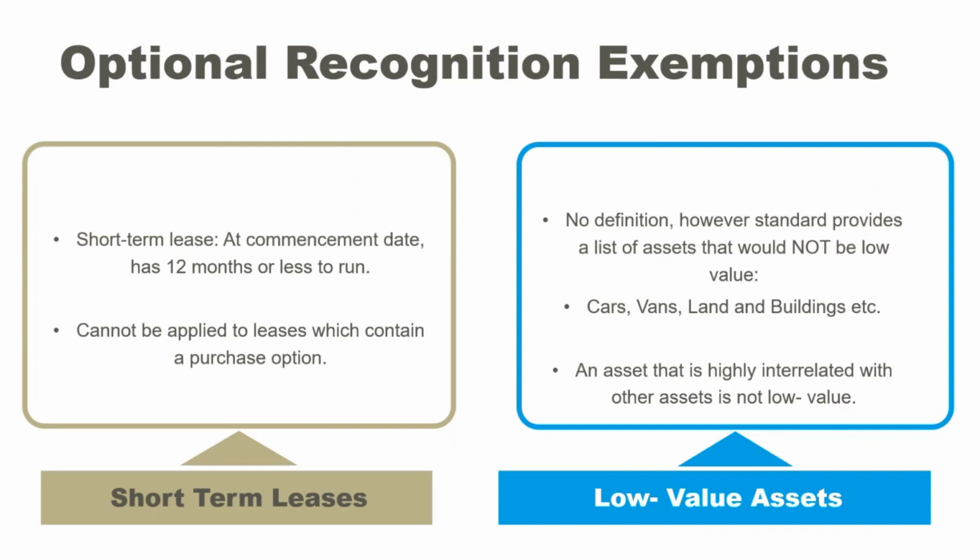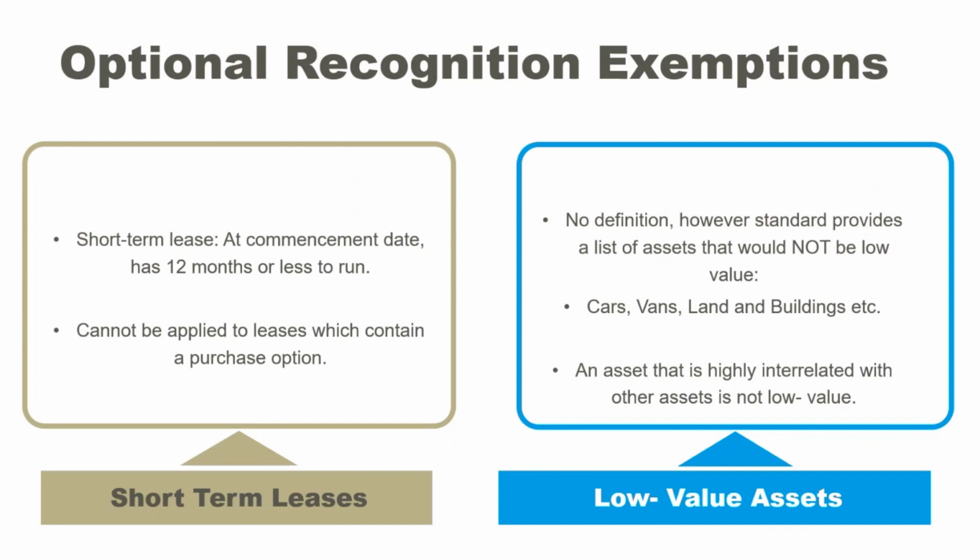Again, that isn't meeting the definition of a short-term lease. For leases of low value assets, however, it's a lot more open to interpretation. So the FRC don't actually provide a financial threshold as to what is low value and what isn't, and it isn't linked to materiality. Instead, what they do provide is a series of examples of what isn't low value. So some of these are quite obvious, but it does include things like cars and vans, so those can't be treated as low value assets.